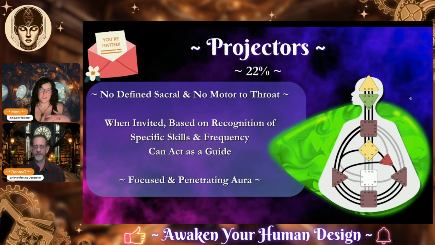Continuing on to our projectors, who comprise 22% of the population. Projectors have a no defined sacral and no motor to the throat. So projectors are our most varied type. First off, we're going to see that the sacral center is white, so the sacral is undefined, and no motor makes it to the throat. And so projectors, when invited, based on the recognition of their specific skills and frequency, can act as a guide. And they have a focused and penetrating aura. What you're seeing here is everything but the manifested and generated channels defined, which means they're all projected channels.